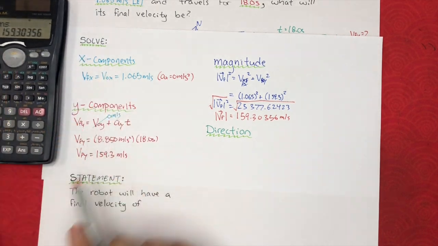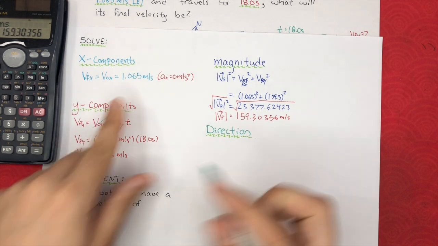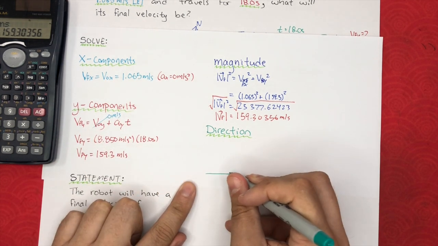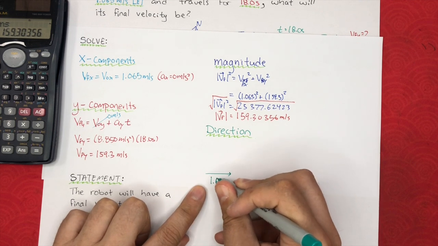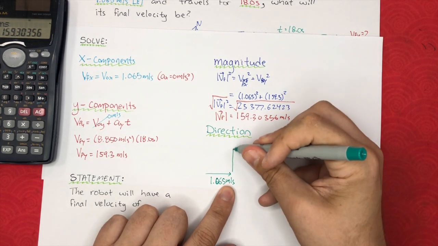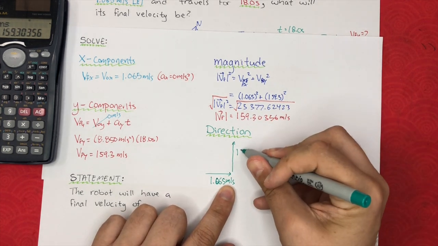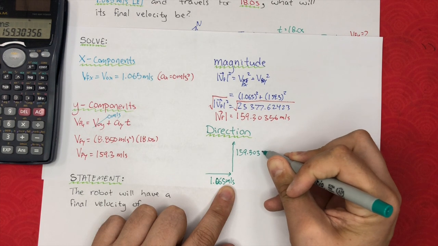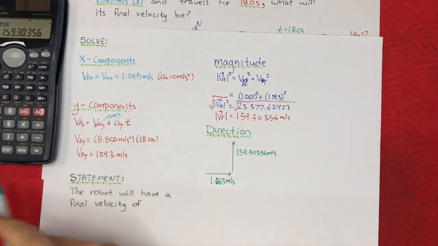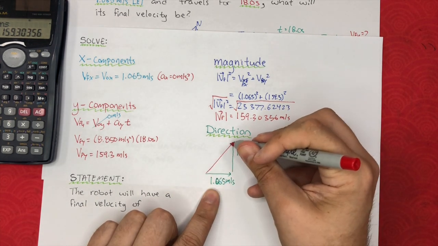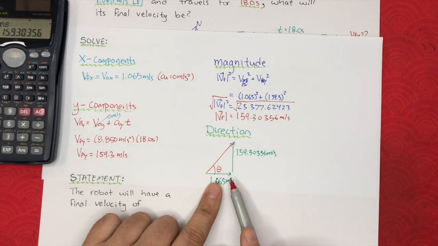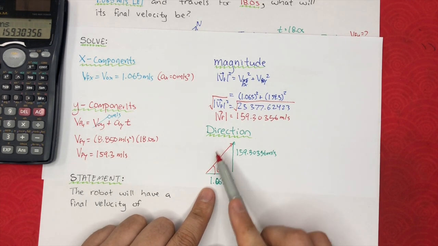If we take a look at the x and y components here, we know that it's going to be moving with some x velocity like this, which is 1.065 meters per second. And it's going to be moving with some y velocity, and that y velocity is going to be huge. It's 159.30356 meters per second. And it's going to have some resulting velocity that goes off in a direction like this. What we're interested in is this angle right here. What is the angle between these two vectors?